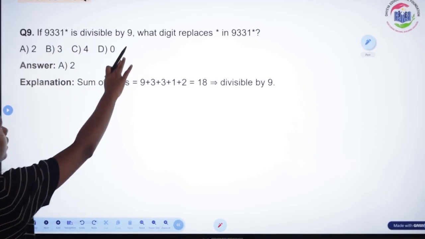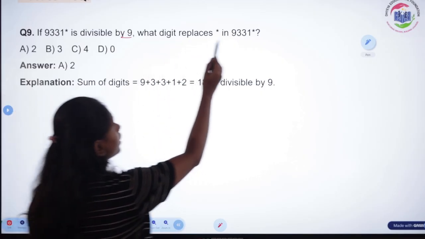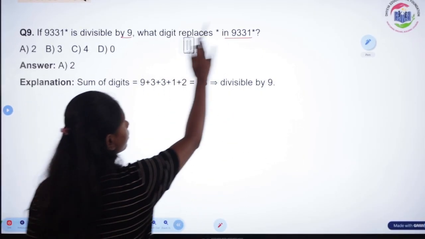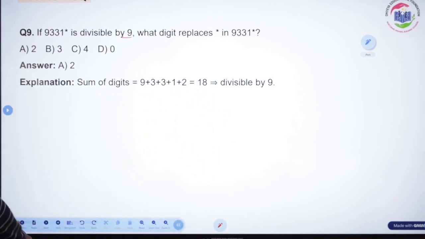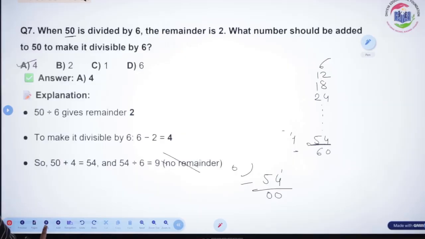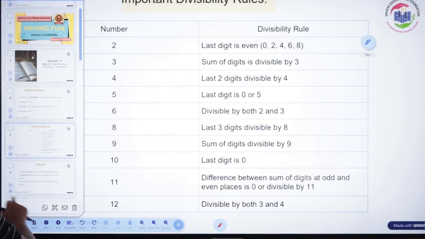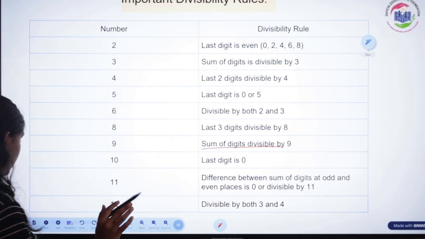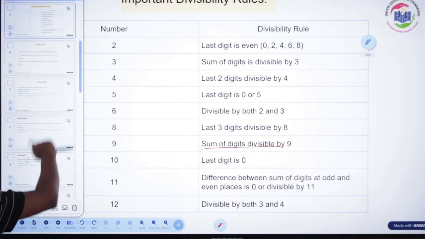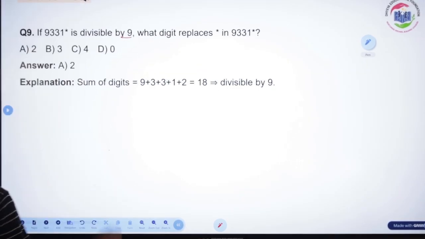Now, if 9331* is divisible by 9, then what replaces this star in this number? Means we have to find out the last number. Now, what is the rule for checking whether a number is divisible by 9 or not? That is, the sum of digits is divisible by 9. Means we have to sum the digits and check whether it is divisible by 9 or not.